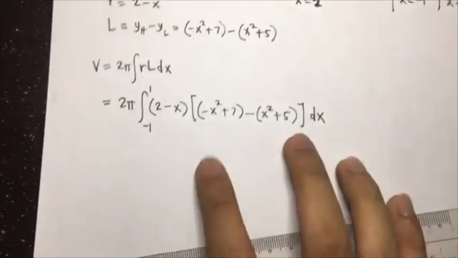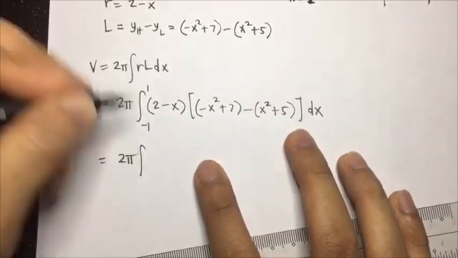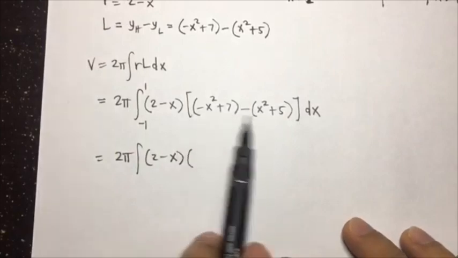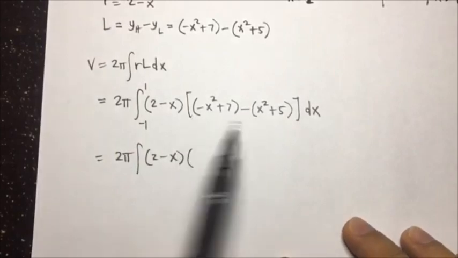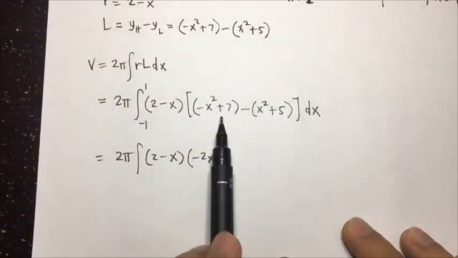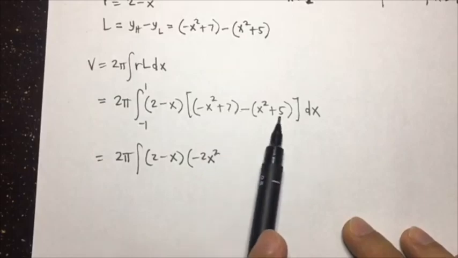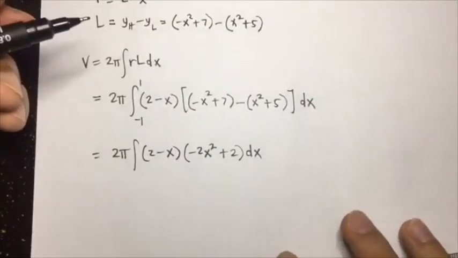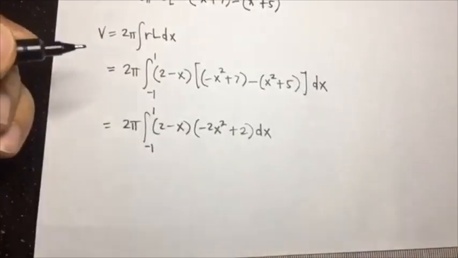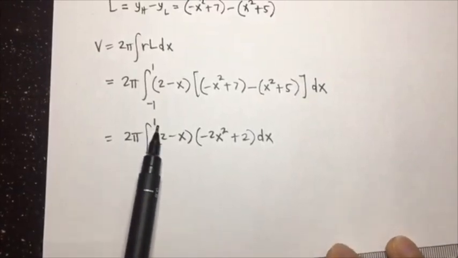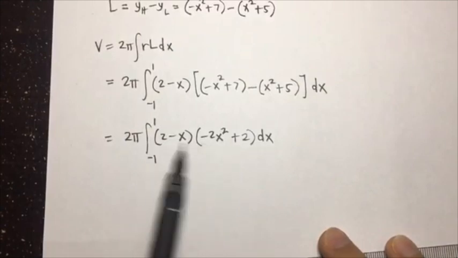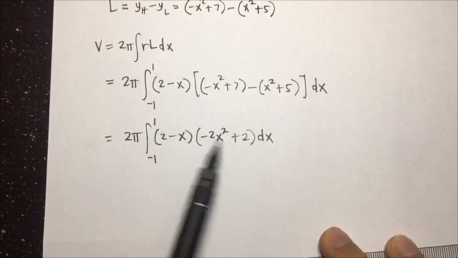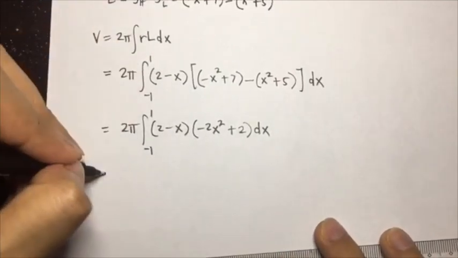Okay, so let's simplify this. We will have 2 pi integral of 2 minus x times negative 2x squared, and then 7 minus 5, that is plus 2, dx from negative 1 to 1. Next, we can simplify this by distributing, or we can factor out negative 2 in here. It depends.